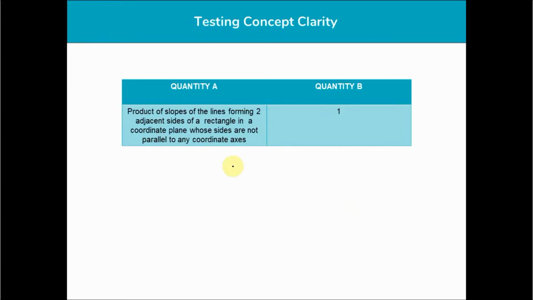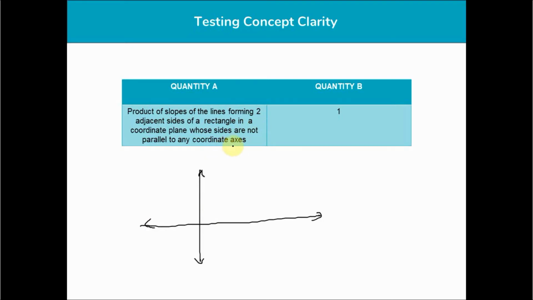Another very interesting question that students encountered in GRE in the recent past. Quantity A: product of slopes of the lines forming two adjacent sides of a rectangle in a coordinate plane whose sides are not parallel to any coordinate axis. So I asked those students who attempted GRE how they went about solving this question. And let me tell you, it is solved within a second. Within a second, you can arrive at the answer here.